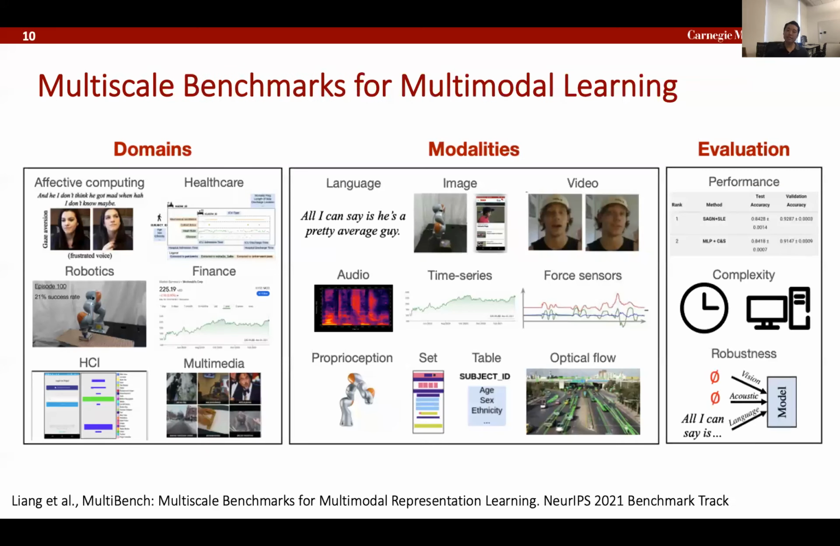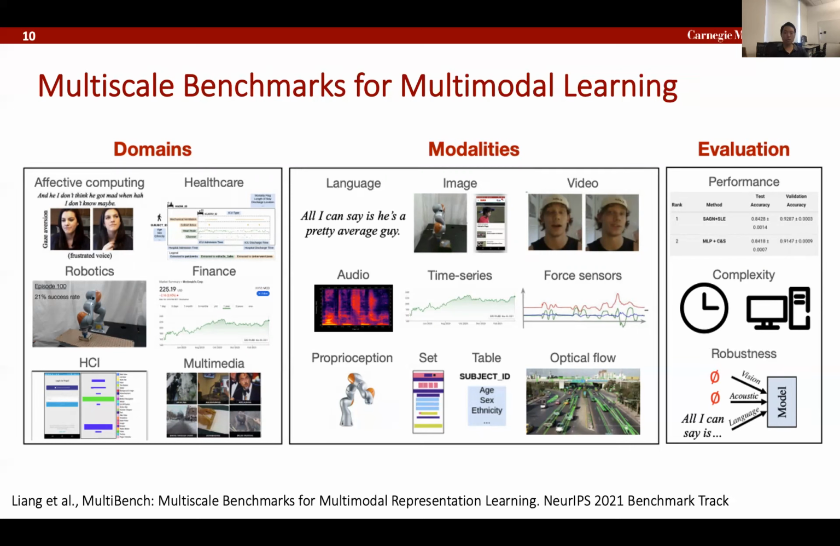Recently, we have really expanded some of the benchmarks that we have built by creating a standardized benchmark called Multibench. Multibench contains a diverse set of 15 datasets that span 10 modalities and test for more than 20 prediction tasks across 6 distinct research areas. These 6 research areas involve affective computing, as we just discussed. It also includes other domains such as healthcare, robotics, finance, human-computer interaction, and multimedia.